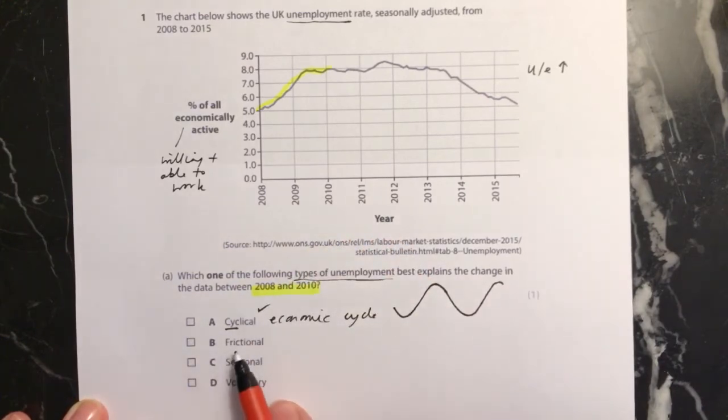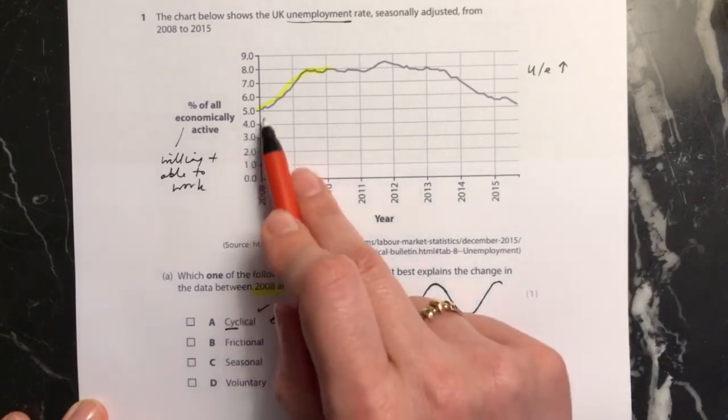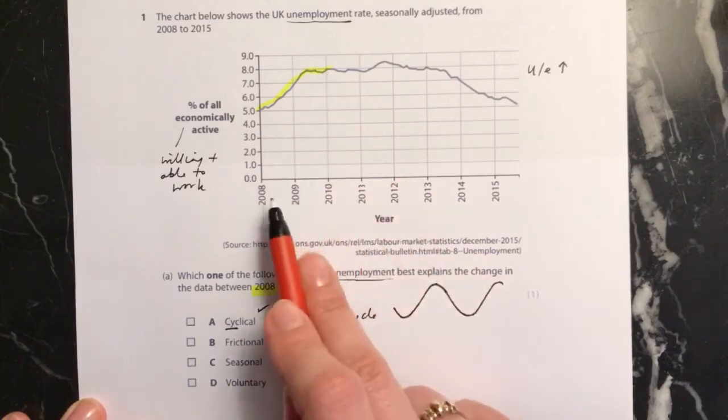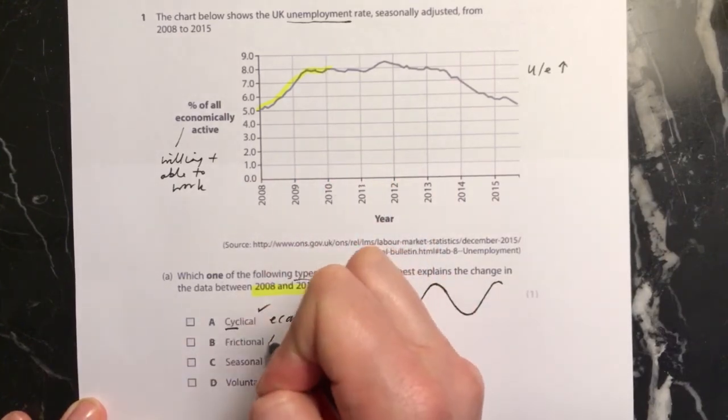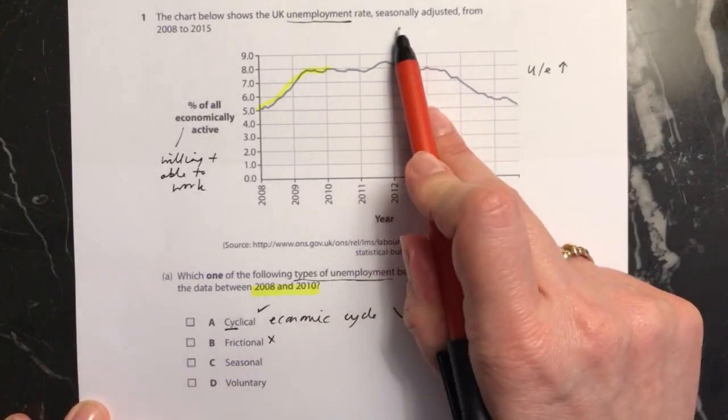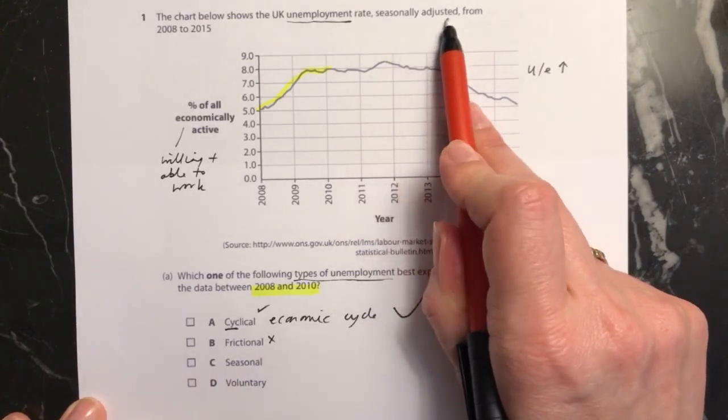Let's just check the other ones. Frictional, remember friction is where 2 things rub together. That's where essentially you've got sort of 2 jobs rubbing up against each other. A person's moving from one job to the other job. While they're between the two jobs, we say that they're frictionally unemployed. That's not what's happening here. This wouldn't be accounted for by frictional unemployment because this is over a 2-year period. That's wrong.